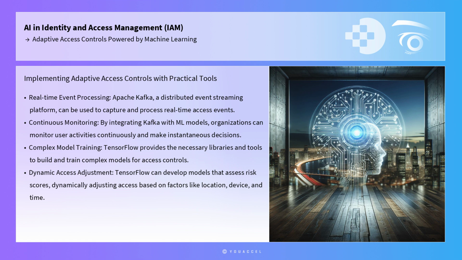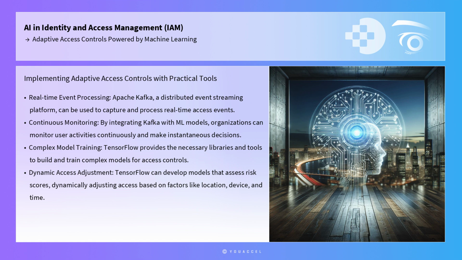Practical tools like Apache Kafka and TensorFlow facilitate the implementation of adaptive access controls. Apache Kafka, a distributed event streaming platform, can be used to capture and process real-time access events. By integrating Kafka with ML models, organizations can monitor user activities continuously and make instantaneous decisions. TensorFlow, an open-source ML framework, provides the necessary libraries and tools to build and train complex models that can classify, predict, and adapt access controls based on real-time data inputs.